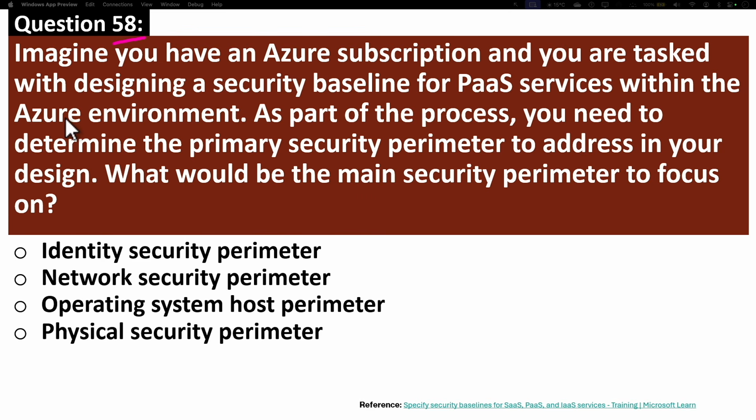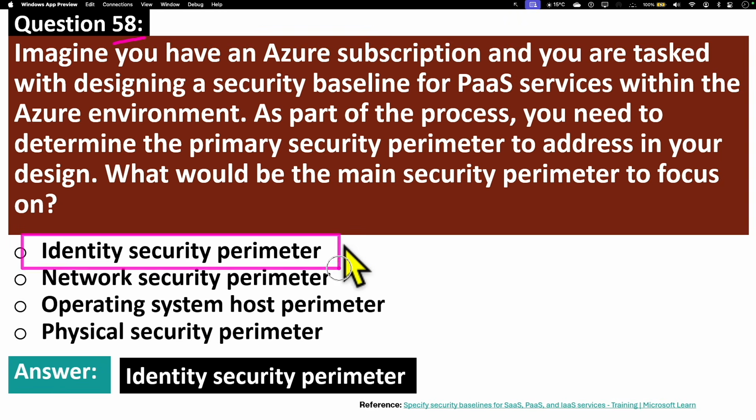Let's look at question number 58. Imagine you have an Azure subscription and you are tasked with designing a security baseline for PaaS services within the Azure environment. As part of the process, you need to determine the primary security perimeter to address in your design. What would be the main security perimeter to focus on? Let's look at the options available. The correct answer is Identity Security Perimeter.